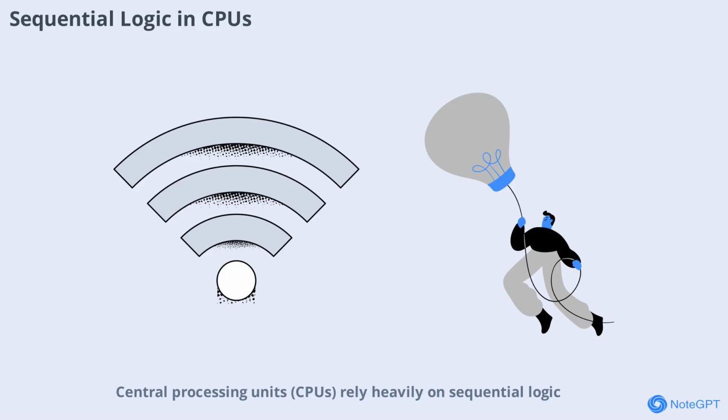Central processing units, CPUs, rely heavily on sequential logic. Registers store data, counters keep track of instructions, and state machines control the flow of operations. Mastering sequential logic design is essential for anyone interested in computer architecture or embedded systems.